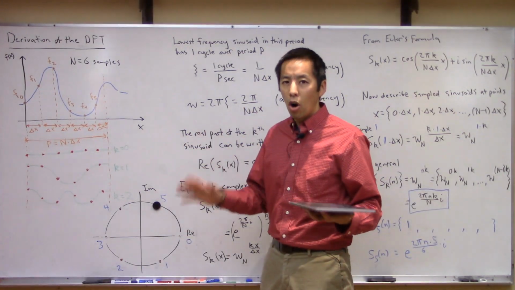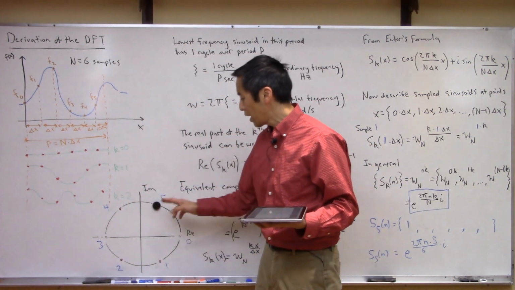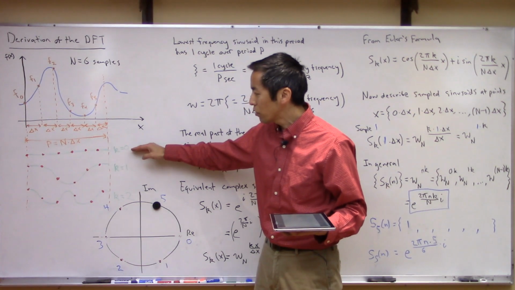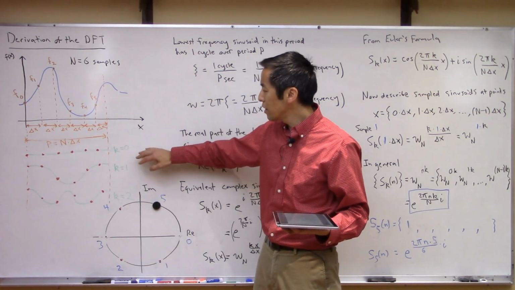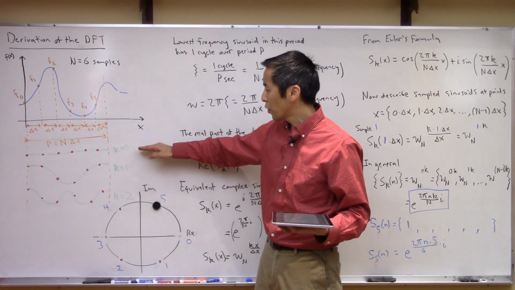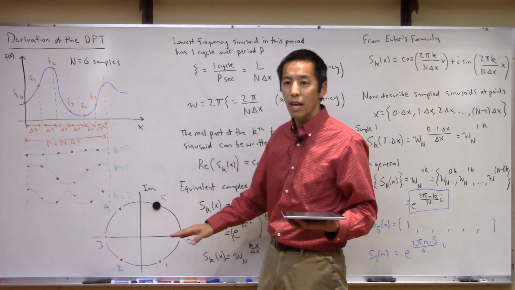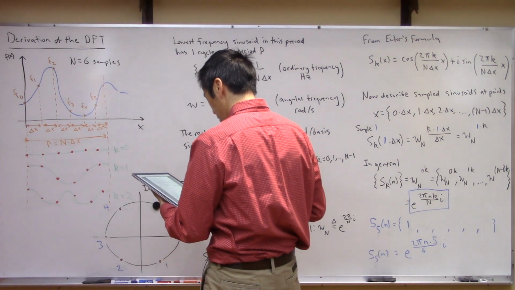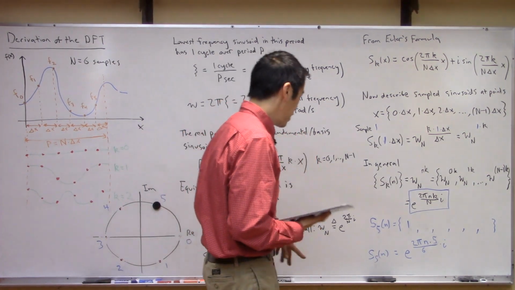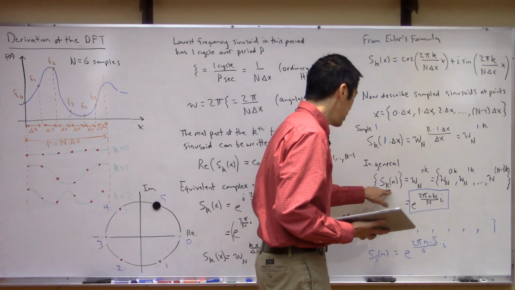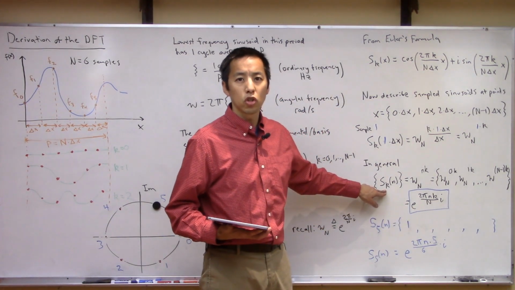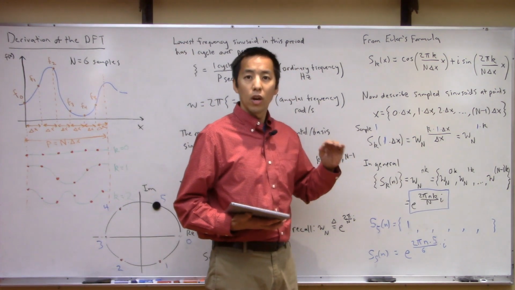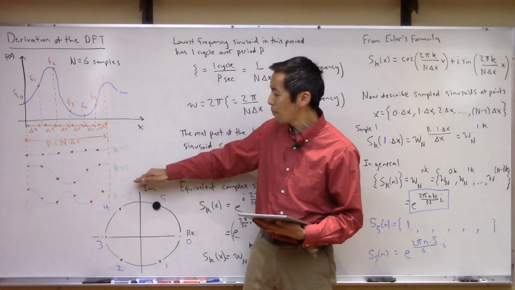All we're doing here with this jumping around this complex circle is generating samples of these basis functions for k equals 0 all the way up to k equals n minus 1. So that's all we're doing here. At the end of the day, we end up with this sequence. We have a way now to describe a sequence of samples. Each one of these corresponds to one of these basis functions.